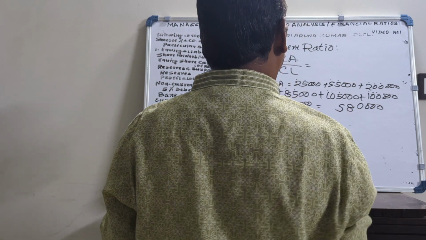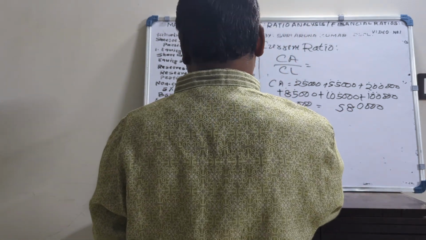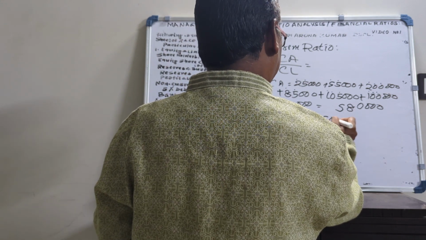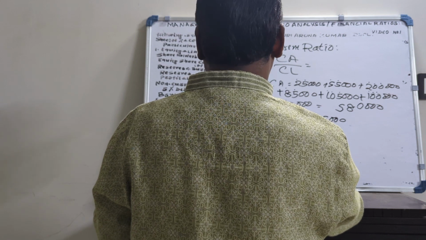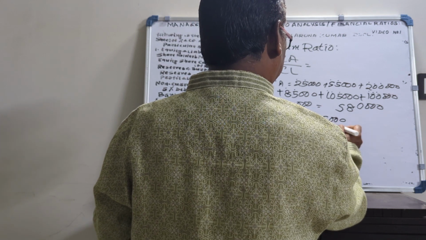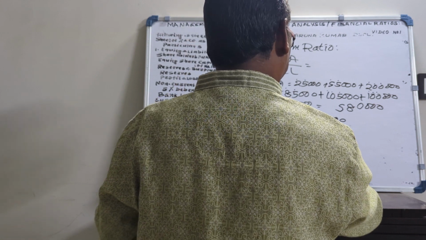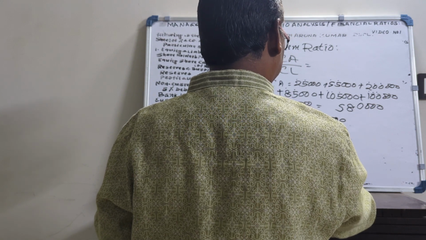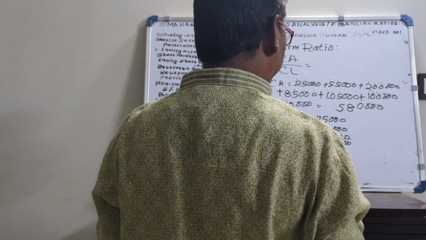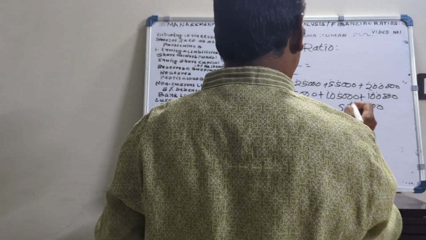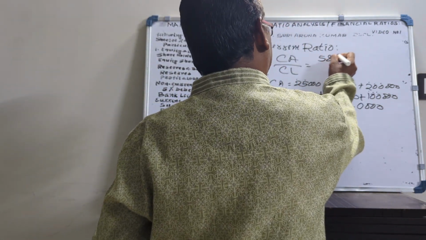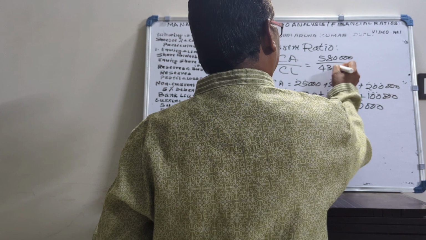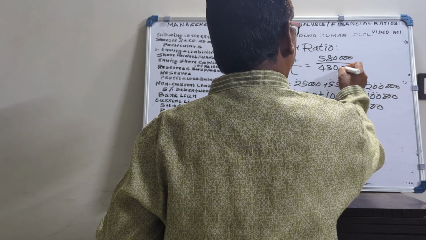So 5,80,000 is current asset. Then current liability is sundry creditor 2,75,000. Then bills payable 1,50,000. Then outstanding expenses 5,000. So it is 4,30,000. So here current asset is 5,80,000 divided by 4,30,000.